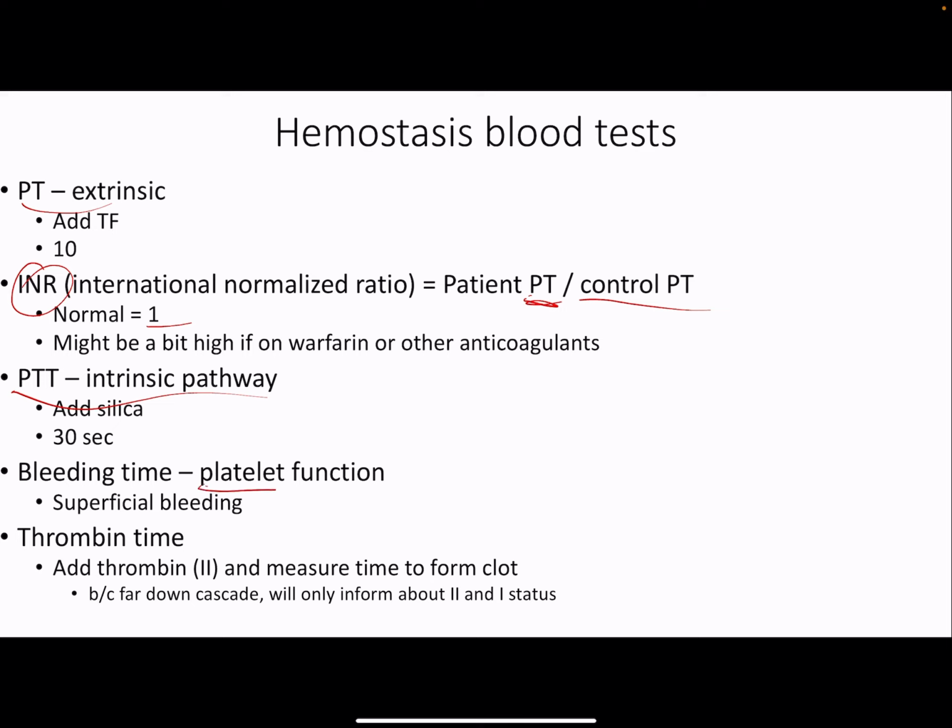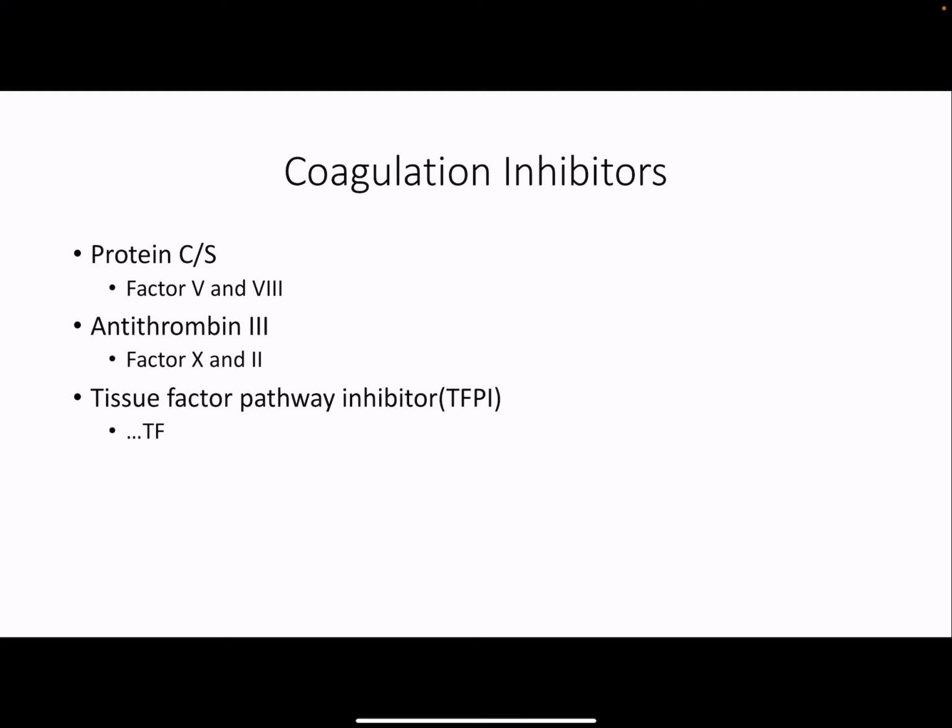Bleeding time, we mentioned that this is going to be for superficial cuts because that is just measuring platelet function, because if you have a superficial cut, primary hemostasis might be sufficient. You might not need to also get a fibrin mesh involved. Something we haven't talked about is thrombin time. Here you're going to just add thrombin to some plasma in vitro and measure the time to form a clot. But because this is so far down the cascade, this is really going to inform only about factor 2 and factor 1. So a couple inhibitors, protein C and S, are going to work together.